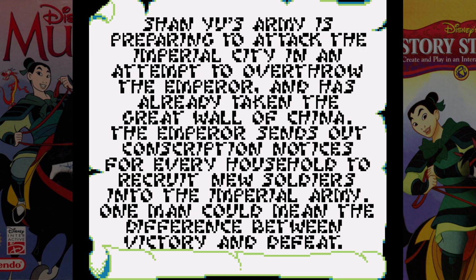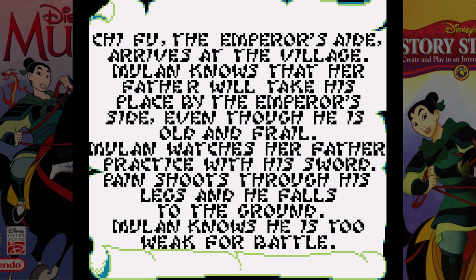Now, a lot of text to start with, so settle in for a dramatic reading. Shan Yu's army is preparing to attack... This font is terrible, by the way. Preparing to attack the Imperial City in an attempt to overthrow the Emperor, and has already taken the Great Wall of China. The Emperor sends out conscription notices for every household to recruit new soldiers into the Imperial Army. One man could mean the difference between victory and defeat.